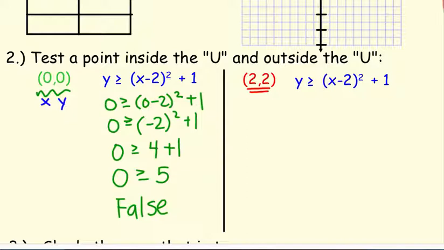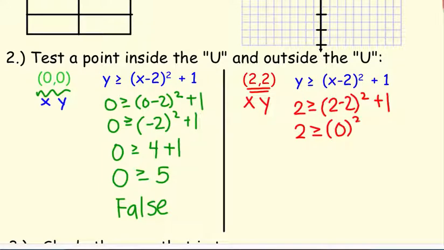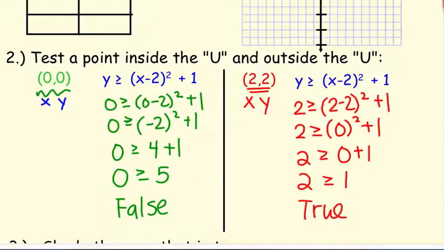Now let's go over to the right-hand side and substitute the ordered pair 2, 2 in. So my x value and y value, I just chose both to be 2. So I'm simplifying the right-hand side. 2 minus 2 is 0. 0 squared is 0. 0 plus 1 is 1. Now read the inequality. Is it true that 2 is greater than or equal to 1? Yes, this is true.